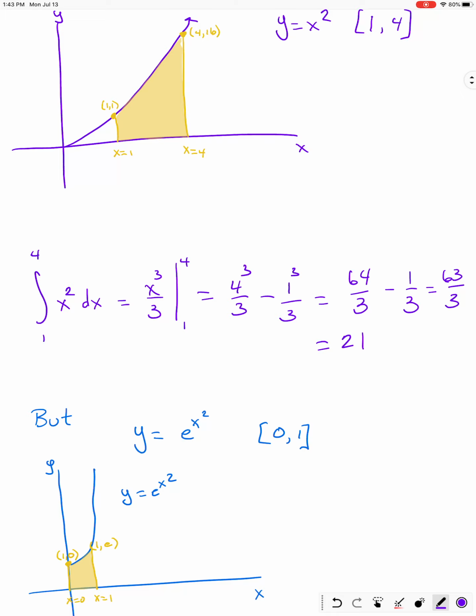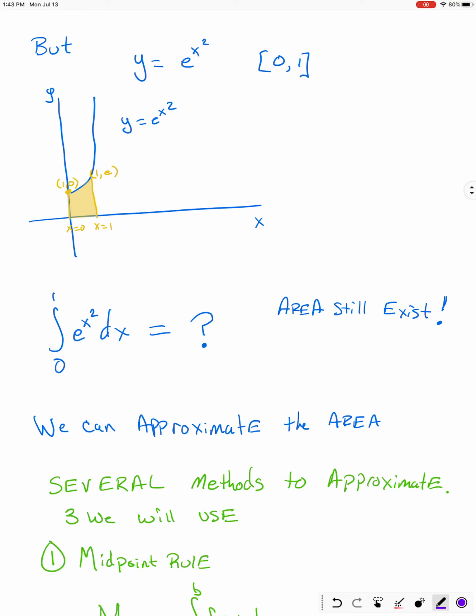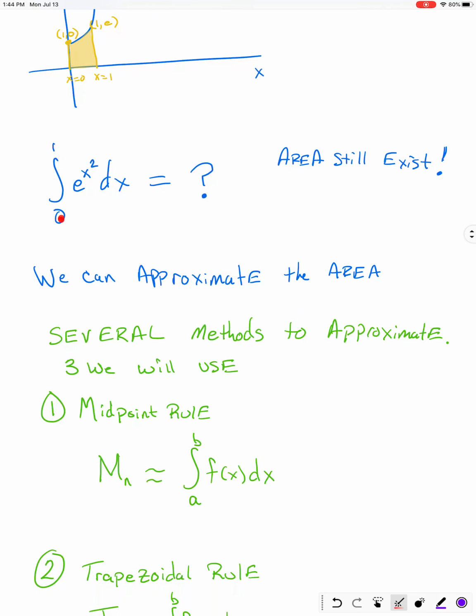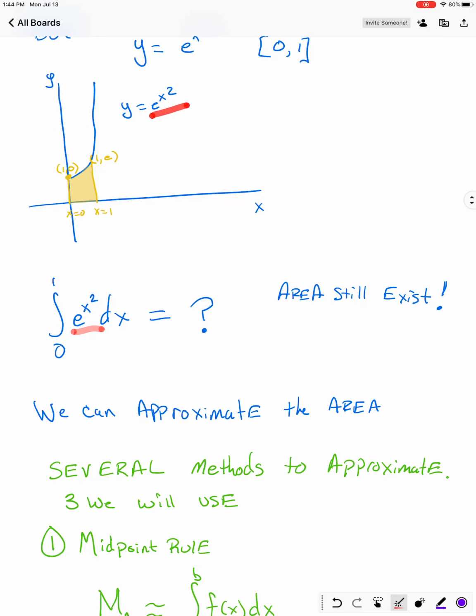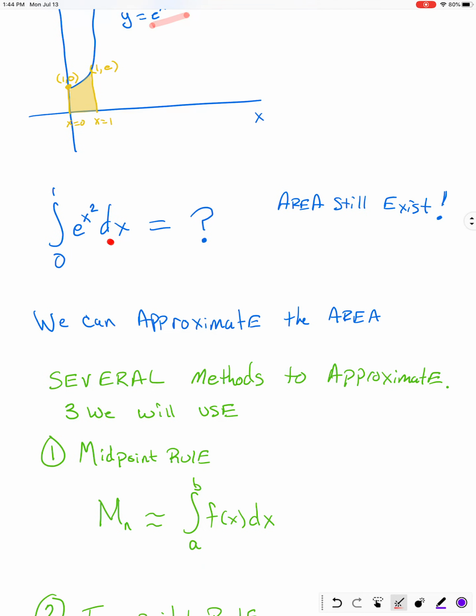Okay, let's look at a little bit different example. I now have the question of y equals e to the x squared, and I'm looking for the area from 0 to 1. I've drawn just the positive part of y equals e to the x squared, and I've shaded in the region in yellow from 0 to 1. So I set up the integral the same: 0 to 1, e to the x squared, then dx.